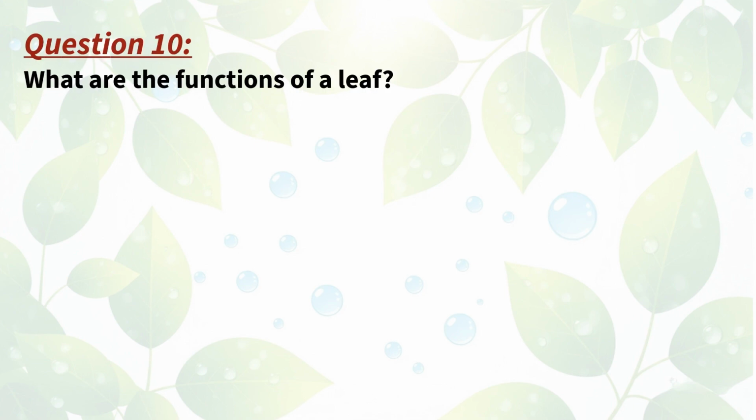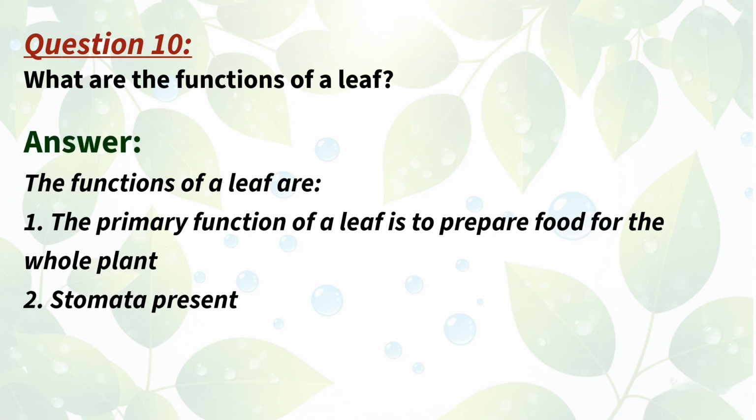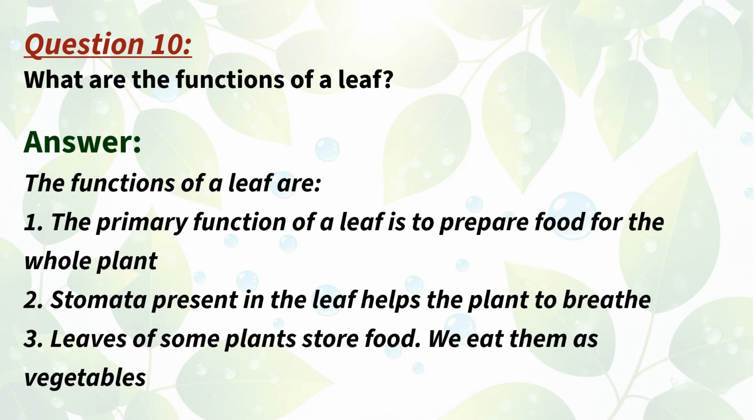Question 10. What are the functions of a leaf? Answer. The functions of a leaf are: 1. The primary function of a leaf is to prepare food for the whole plant. 2. Stomata present in the leaf help the plant to breathe. 3. Leaves of some plants store food. We eat them as vegetables.